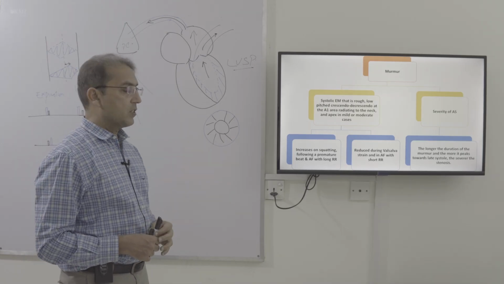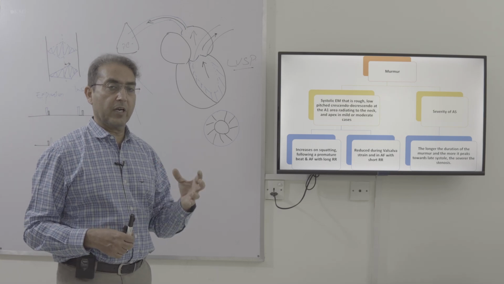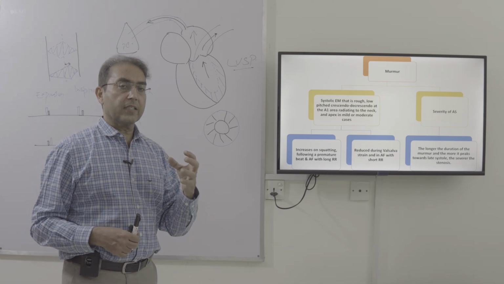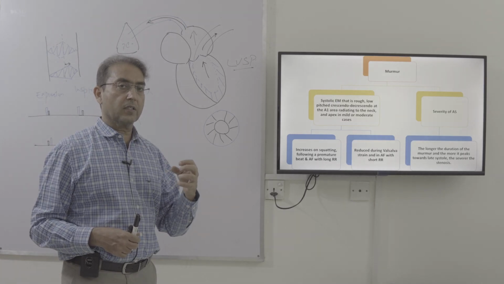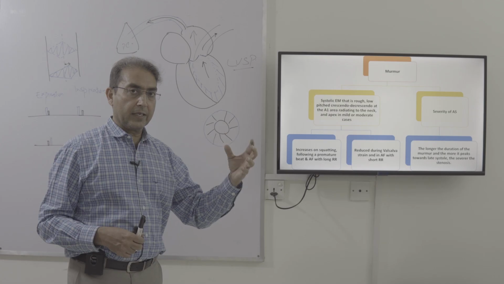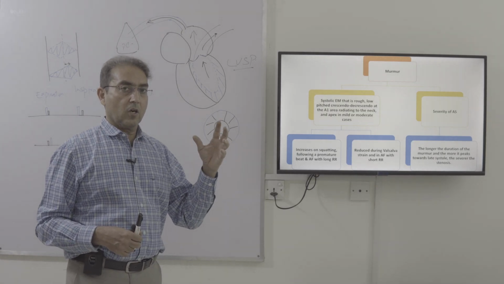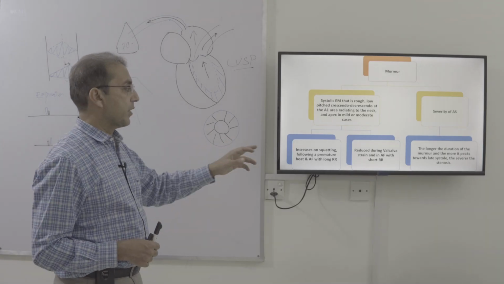So what is the consequence of this? That there is a long time for ventricular filling available. Ventricular filling is in diastole. When there is a premature contraction, there is a compensatory pause, and the next impulse comes late. So there is enough time for the left ventricle to fill, and the left ventricle contracts forcefully. That's why the murmur is increased.